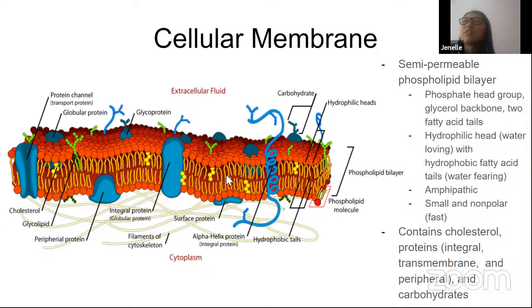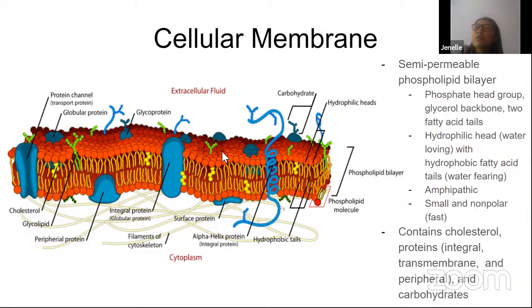These phospholipids are amphipathic. What amphipathic means is that it includes both a hydrophilic and a hydrophobic portion, so both water loving and water fearing within this one structure.